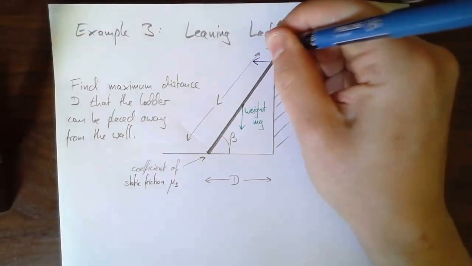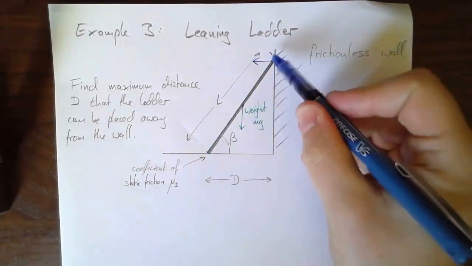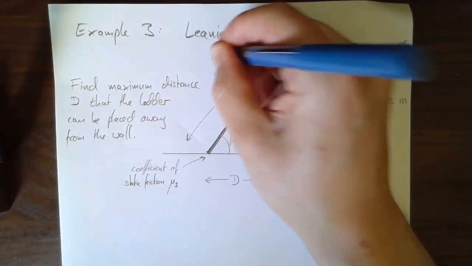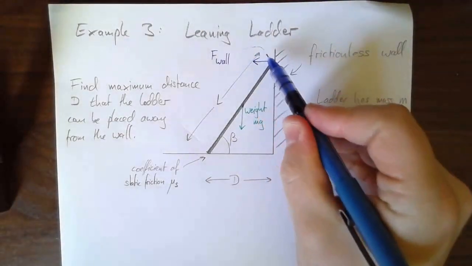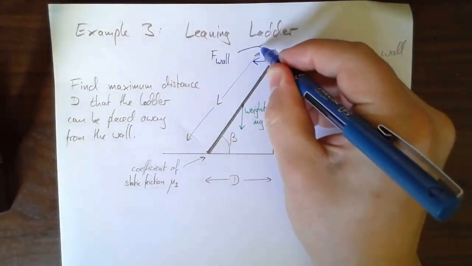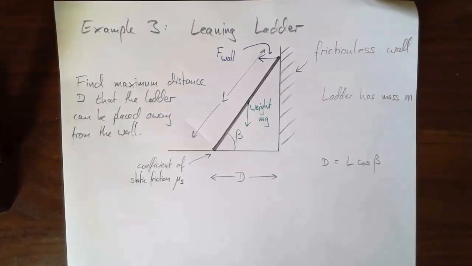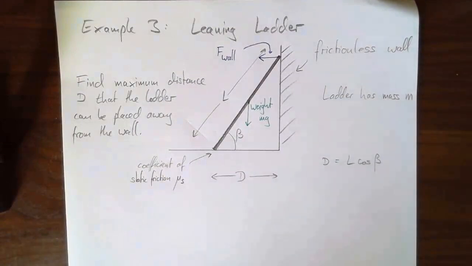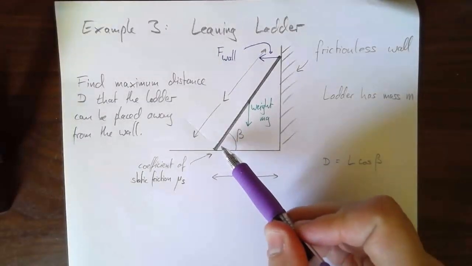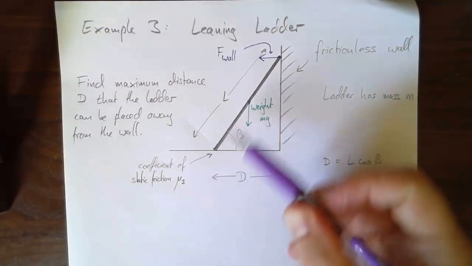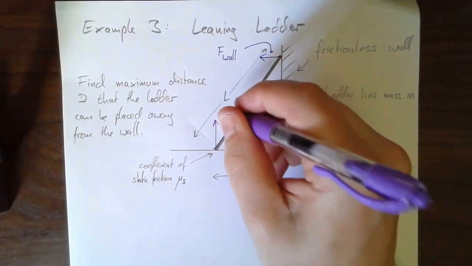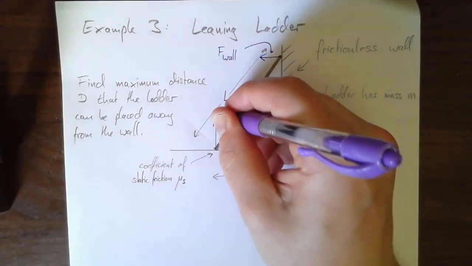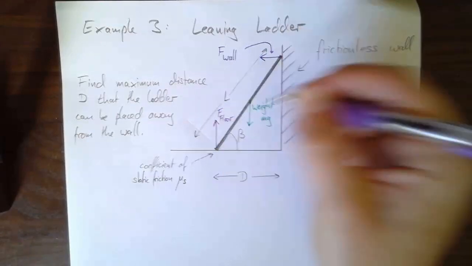It's pointing this way. I'll call this one F wall, the force due to the wall. The other forces are going to be acting down there. So there's a normal force between the floor and the ladder. How do I know that? Well, if the floor wasn't there and there wasn't a normal force, the ladder would just start falling. That's a normal force upwards. I'm going to call this F floor. It's due to the floor.